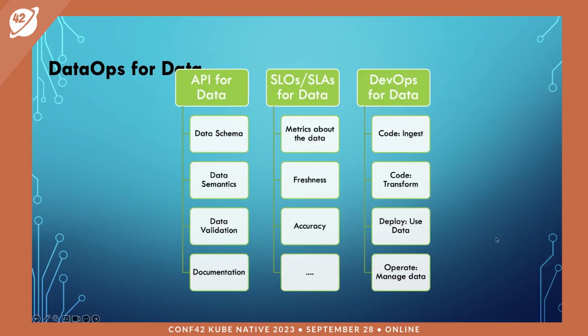Versatile Data Kit actively helps in a lot of those, especially in the DevOps for data part. It also, through plugins, could help, as we discovered, to create and enforce API for data and SLOs. This is really a direction where we need a lot more research and a lot more work to do in Versatile Data Kit.